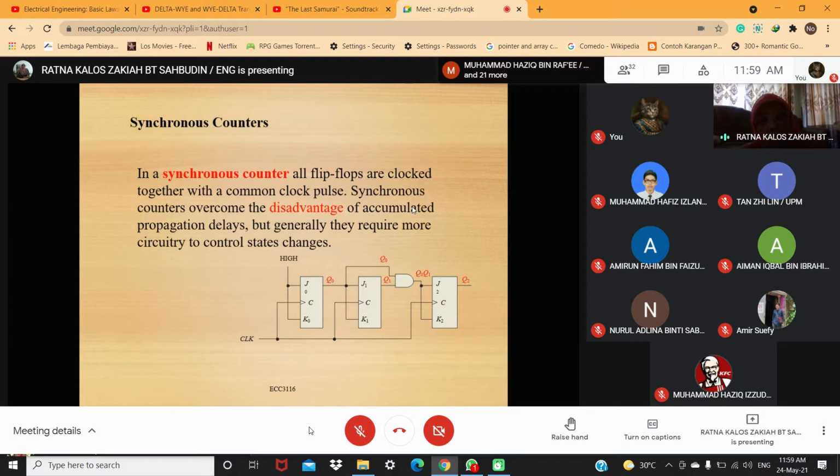Now we look at synchronous counter. So look at the spelling here, you don't have A in front. So this is synchronous counter.